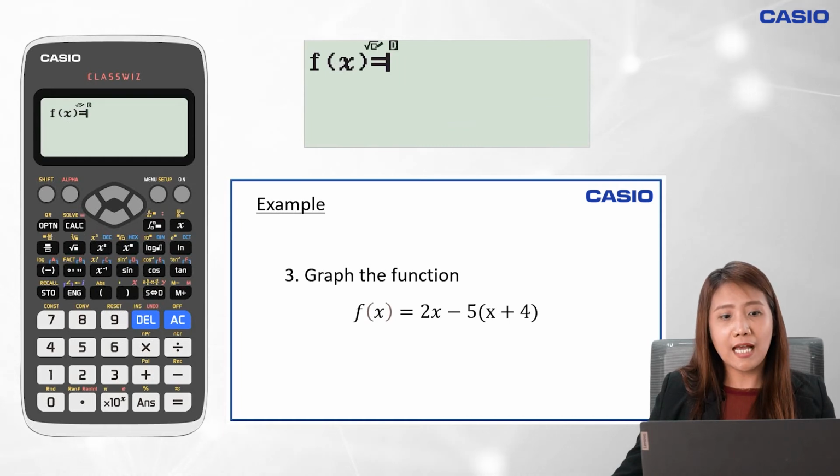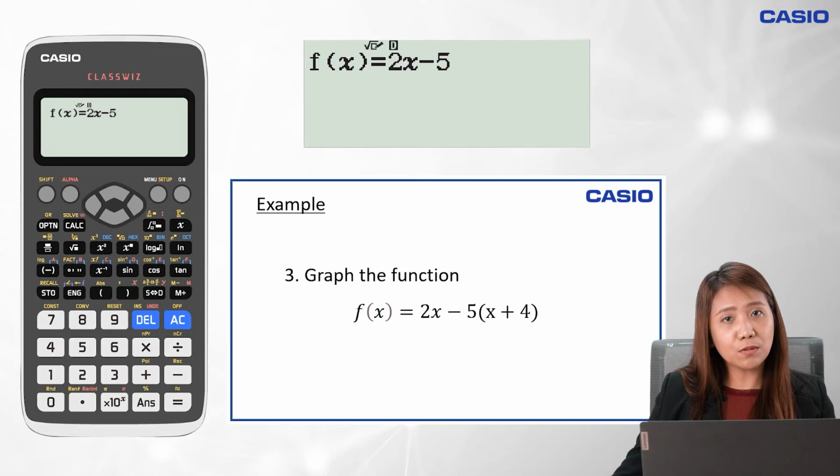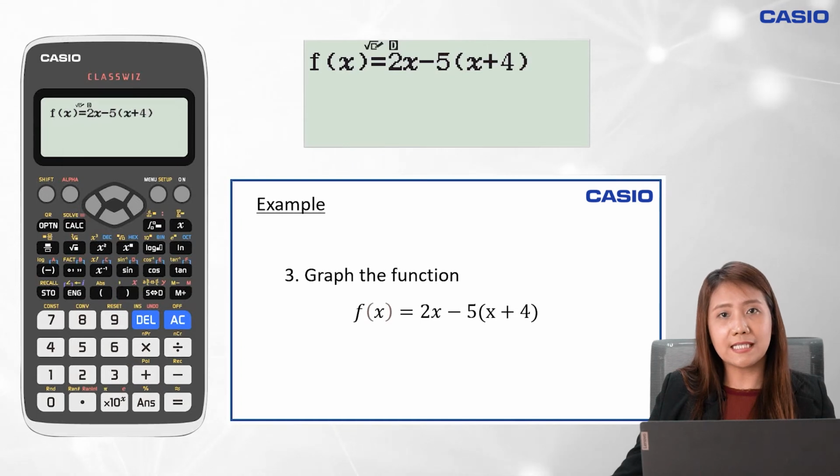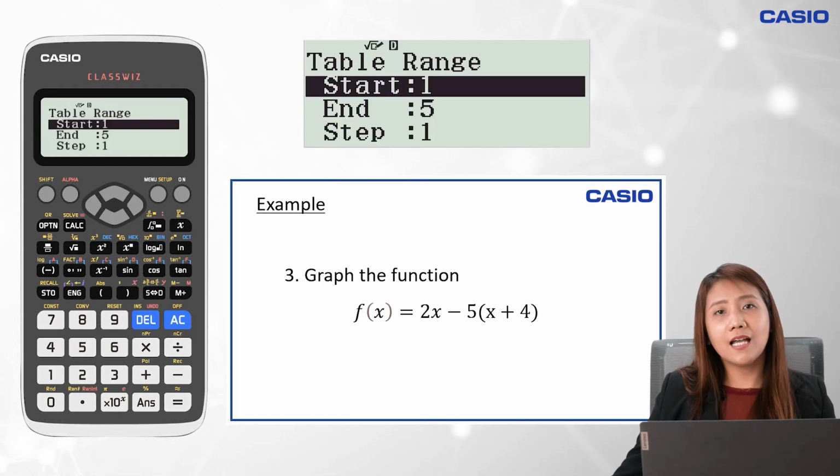Input the function, that is 2, followed by x, minus sign, 5 for the quantity x plus 4, open parenthesis, x plus 4, close parenthesis. Then press equal sign twice. Again, it will direct us to the table range.